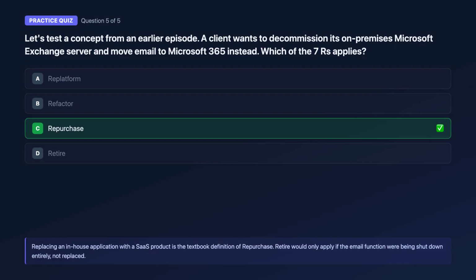The answer is C, Repurchase, drop and shop. Replacing an in-house application with a SaaS product is the textbook repurchase pattern. Retire is the trap here. The email function isn't being shut down, it's being replaced with a fully managed SaaS equivalent. That's the qualifier that decides it.